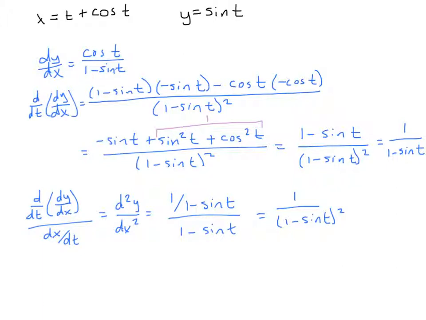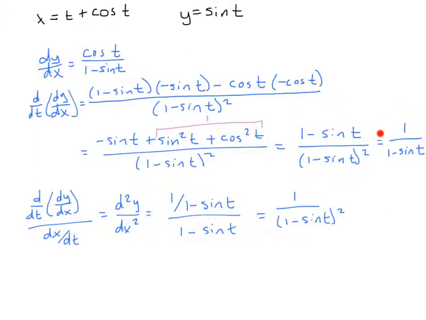Now the nice thing about this, when we simplify it, we get negative sine of t plus sine squared t plus cosine squared t, and we remember from pre-calculus that sine squared t plus cosine squared t is just equal to 1. So we can simplify this to 1 minus sine of t over 1 minus sine of t squared. Now we have 1 minus sine of t on the top and on the bottom, so we can cancel one of those out, and we get 1 over 1 minus sine of t. So that is the derivative of my first derivative, but with respect to t.